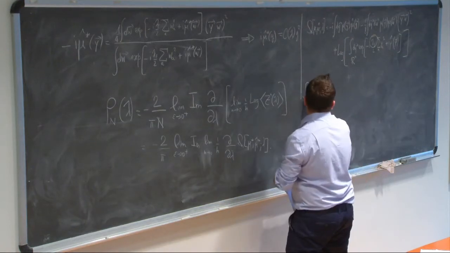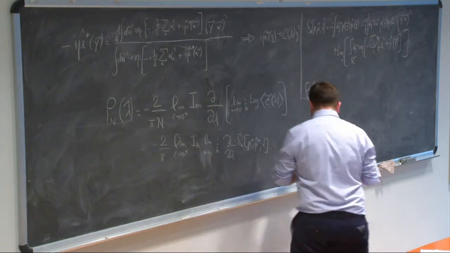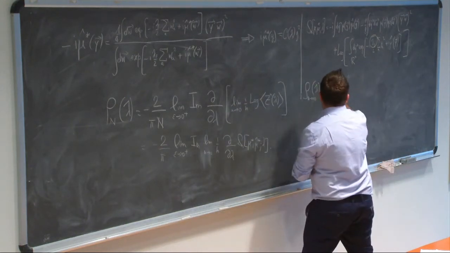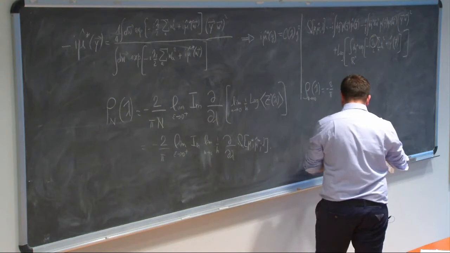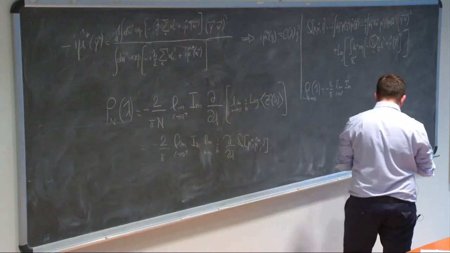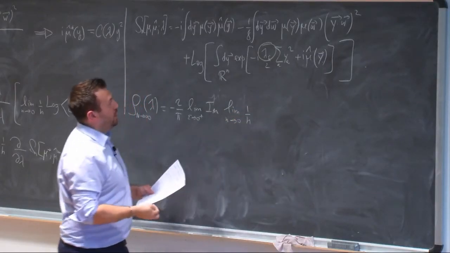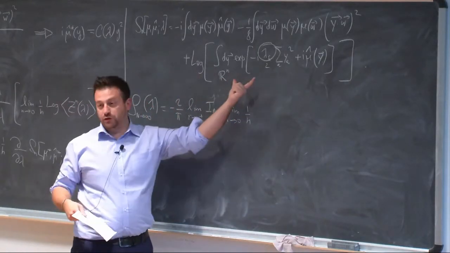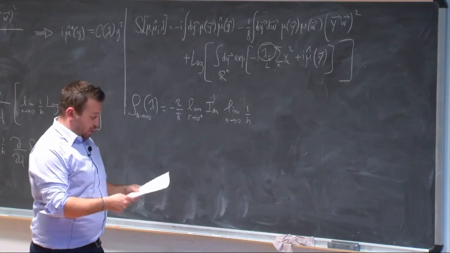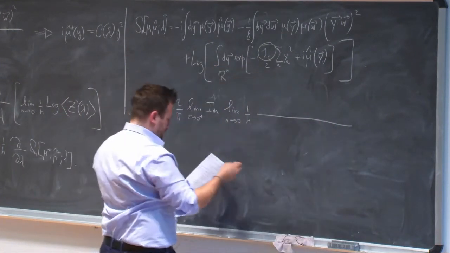And we can say that rho in the limit n to infinity, let's say, of lambda will be equal to minus 2 over pi limit epsilon to 0 plus, the imaginary part of limit n to 0 of 1 over n, and then we take the derivative with respect of lambda of this object here, which gives downstairs this object here.